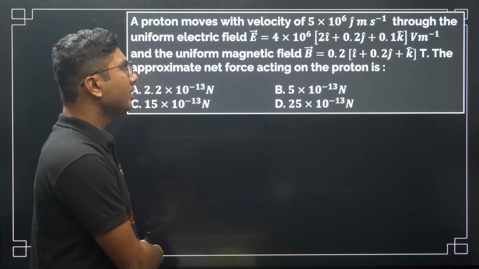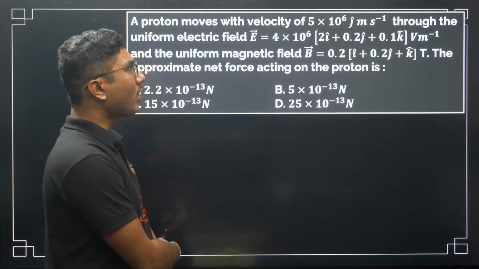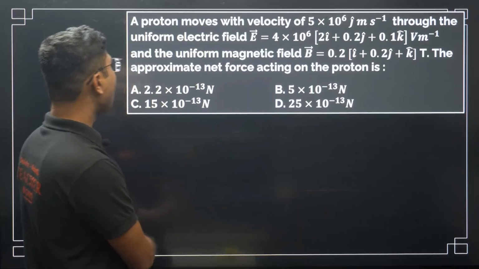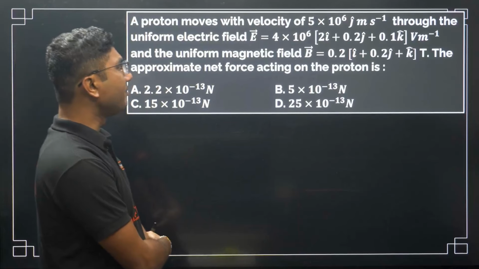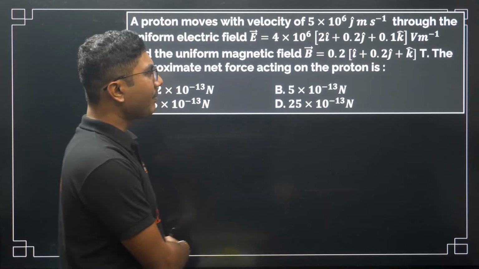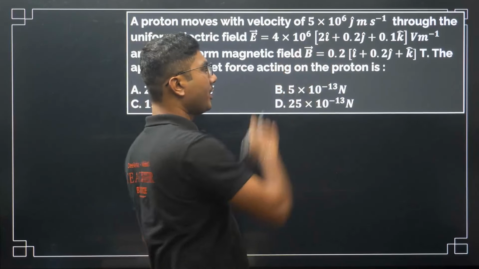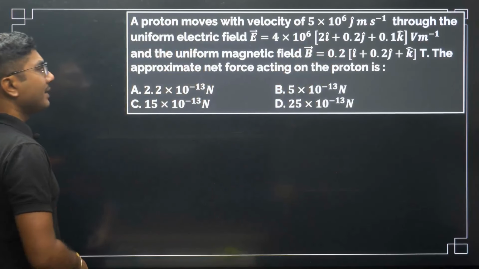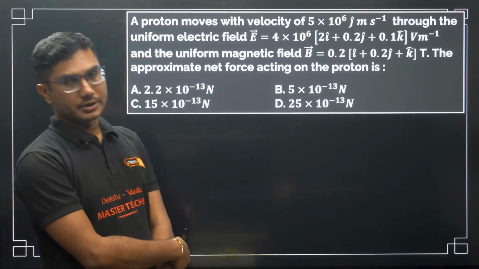plus 0.2 j cap plus 0.1 k cap volt per meter, and a uniform magnetic field B equals 0.2 i cap plus 0.2 j cap plus k cap. This 0.2 is common. The approximate net force acting on the proton is.